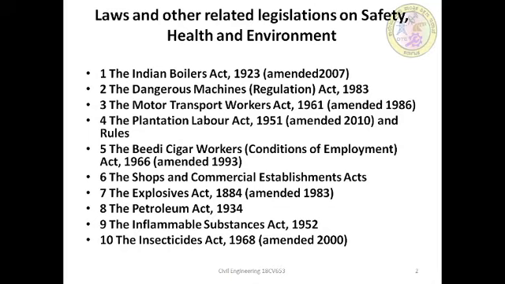Then the fourth one is the Plantation Labour Act 1951, amended in 2010, along with its rules. It provides for the welfare of laborers and regulates the conditions of work in plantations. The fifth one is the Beedi and Cigar Workers (Conditions of Employment) Act 1966, amended in 1993. This act provides for the welfare of workers in beedi and cigar establishments, and to regulate the conditions of their work and for matters connected therewith. The respective state governments have notified state rules under the act.